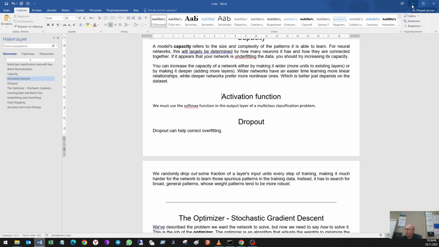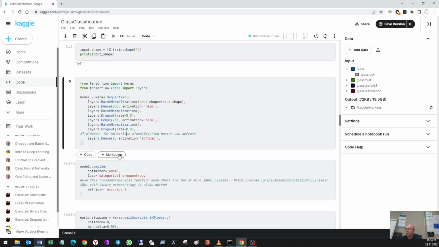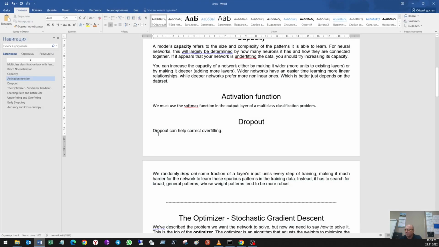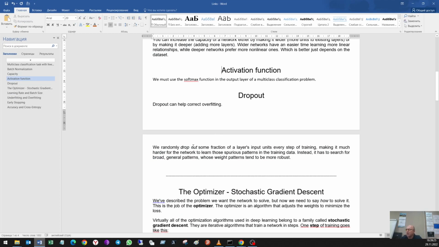So dropout. Yes, we use it. Dropout can help correct overfitting. We randomly drop out some fraction of a layer's input units every step of training, making it much harder for the network to learn those spurious patterns in the training data. Instead, it has to search for broad general patterns whose weight patterns tend to be more robust. Wonderful.